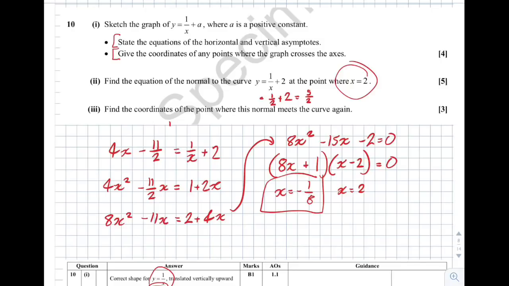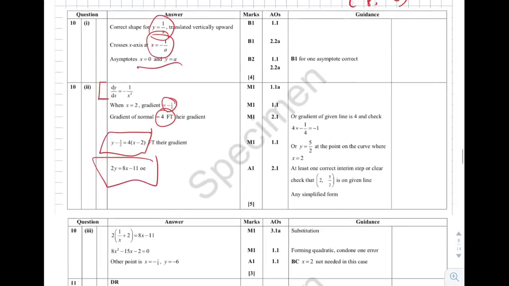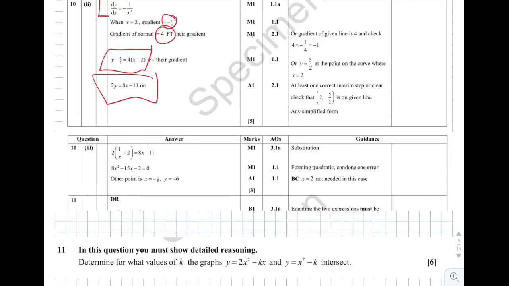The only thing we need to do now is find the corresponding y coordinate. So I'm going to sub that into y equals 1/x plus 2. So we're going to have 1 over minus an eighth plus 2, which is minus 8 plus 2, which is minus 6. So our coordinate is minus an eighth, minus 6. Let's hope and pray that's right. And yeah, there we go. So a mark, they've done it by substitution, but they've still come to the same quadratic, and then it's a mark for getting to the full rest of the coordinate.